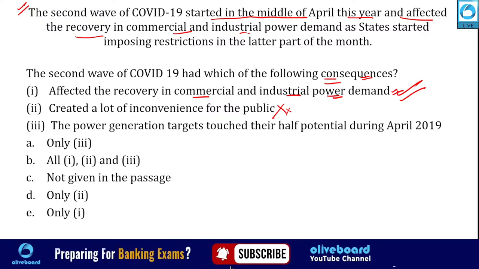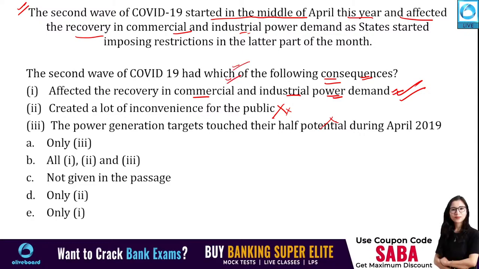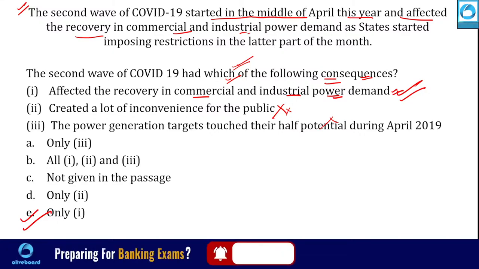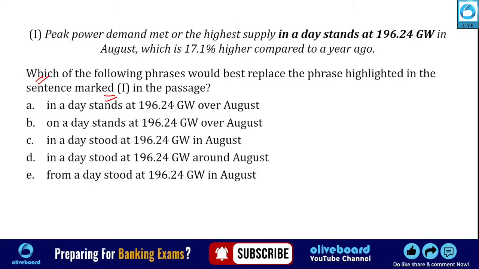You can definitely start once you get confidence. Okay. The power generation targets touched their half potential. This also we do not know. So the question is, what is the consequence? So the answer is only E, that is first. No personal opinion in solving. Correct. We should not give personal opinion. Correct. Next question.